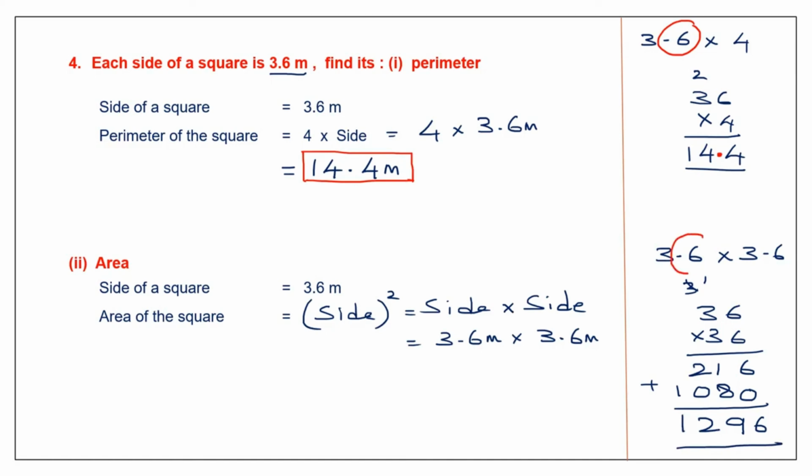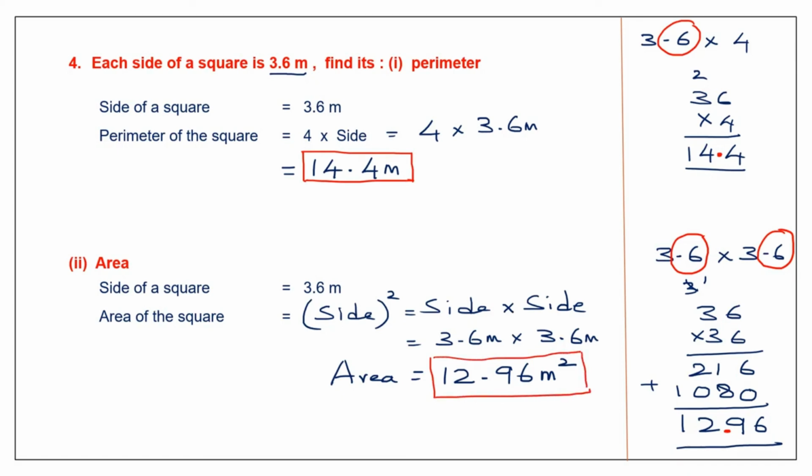Going back to the question, there's one decimal place here and one more. 1 plus 1 is 2. So our answer also should have two decimal places. So after the point, 2 digits. So here we have 12.96 and we have found the area. So it is 12.96 meter square. So our final answer here is 12.96 meter square.